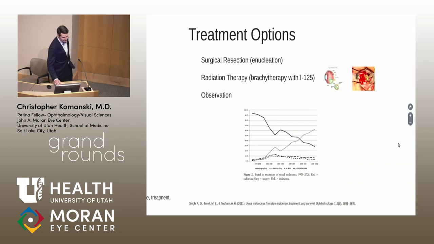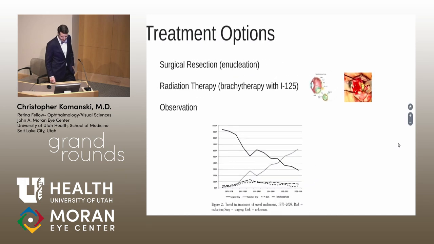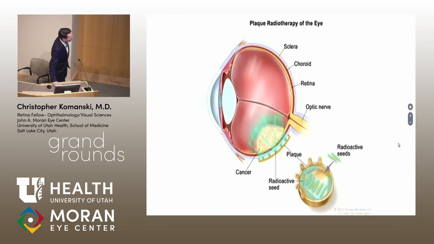So the treatment options for choroidal melanoma historically, and still sometimes, require surgical resection, which is enucleation. However, many of these eyes can be saved by the use of radiation therapy, most commonly brachytherapy, but also proton beam irradiation at some centers. And so plaque brachytherapy, this is just a cartoon showing generally what is done.